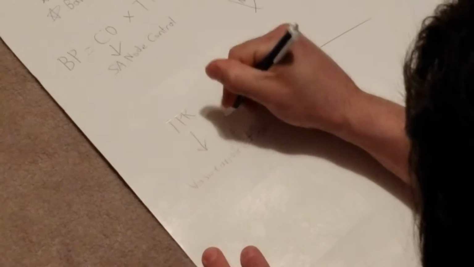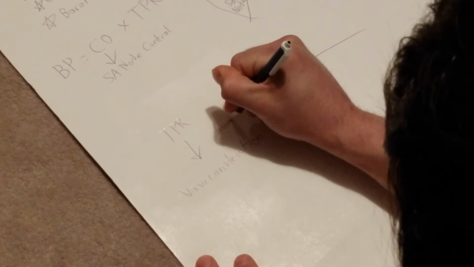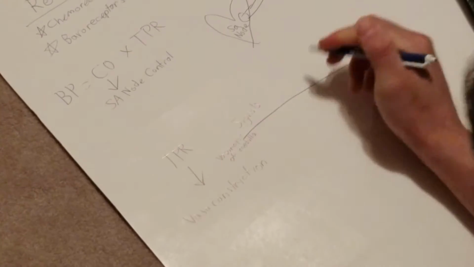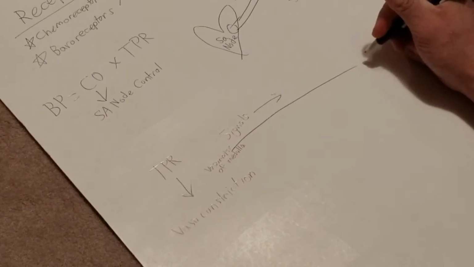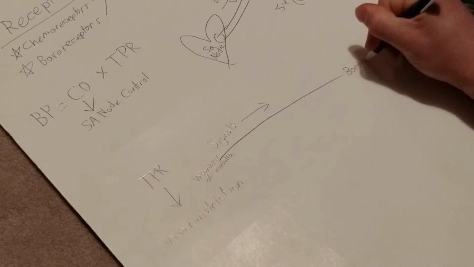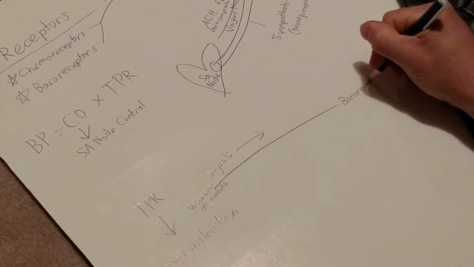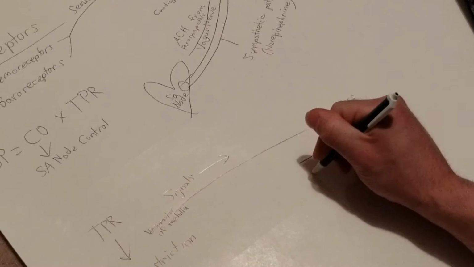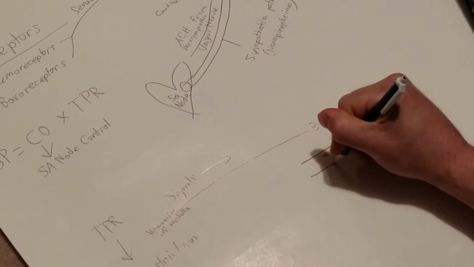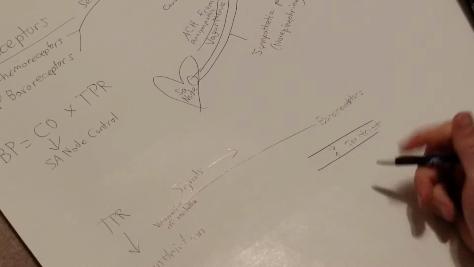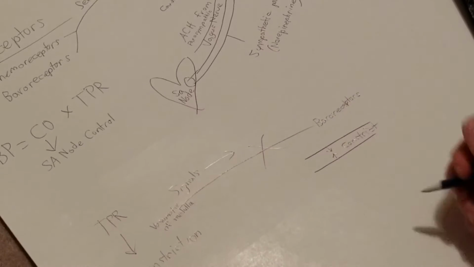Whenever we have a reason to constrict them, signals are sent from the vasomotor center of the medulla. Signals go this way to the baroreceptors, and these tell our vessels to constrict. To make them dilate, we stop sending the signals and they dilate.